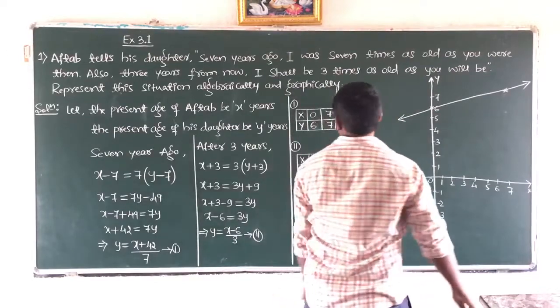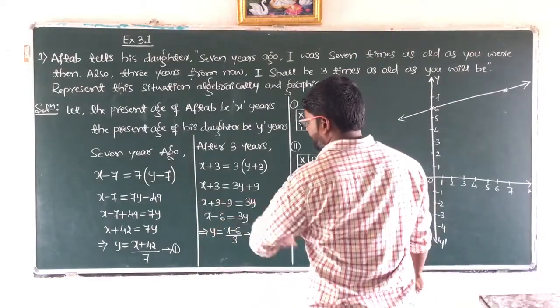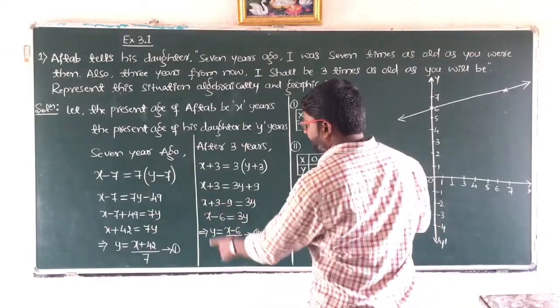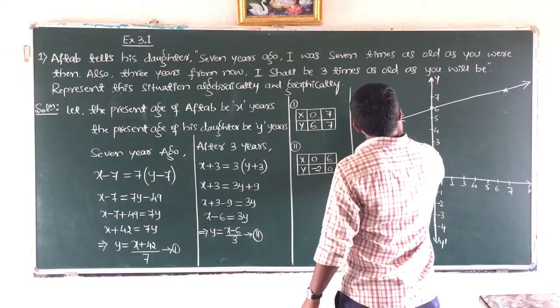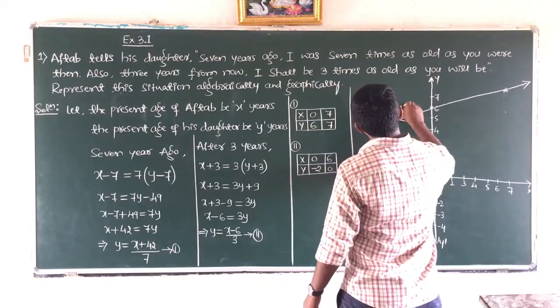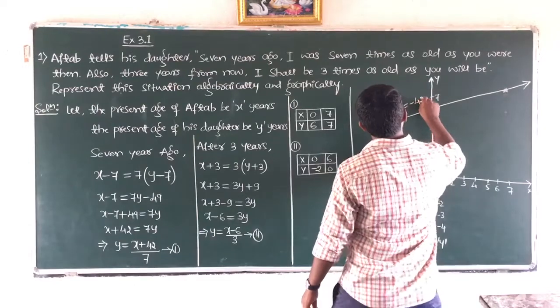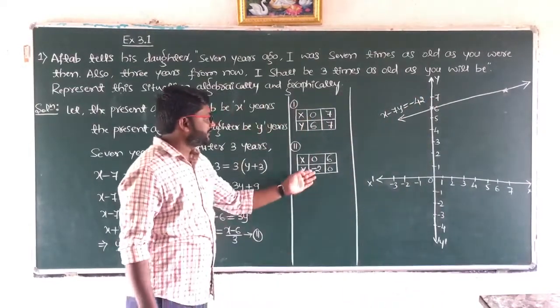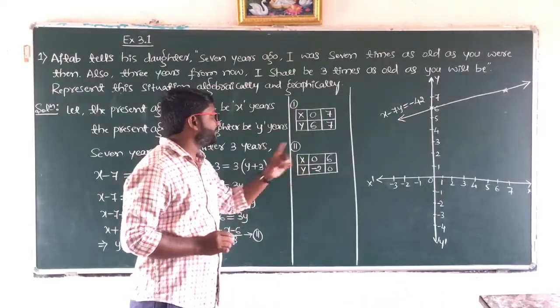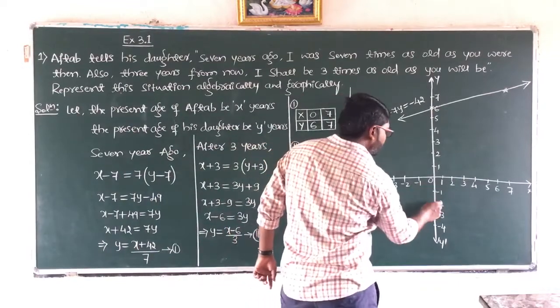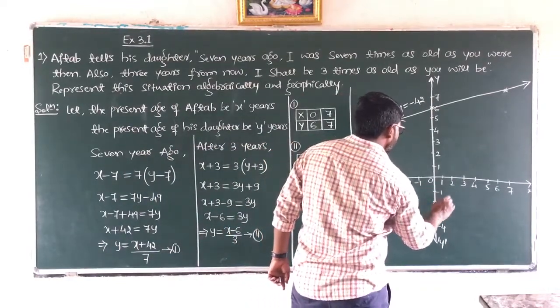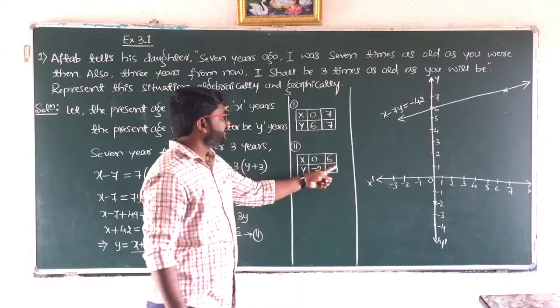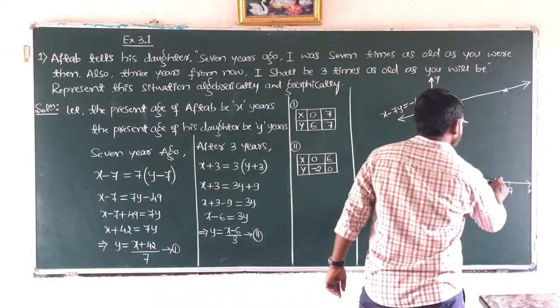Here I have to write the equation. So the first equation is x plus 42 which is equal to 7y, or x minus 7y which is equal to minus 42. So now let us go for the second table now. x 0, y minus 2. x 0, y will be minus 2 means it is this point. Then x value 6, y value 0. So it is this point.